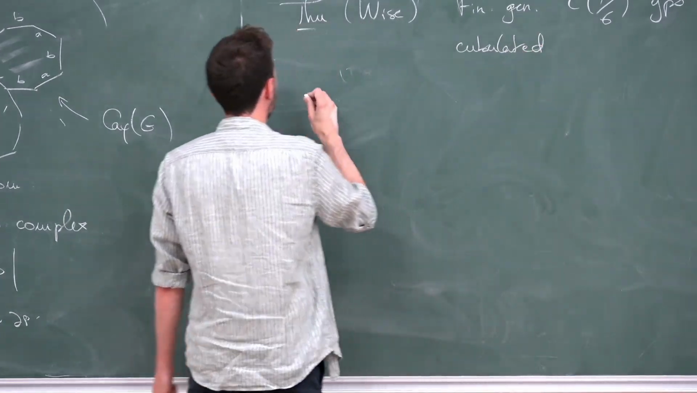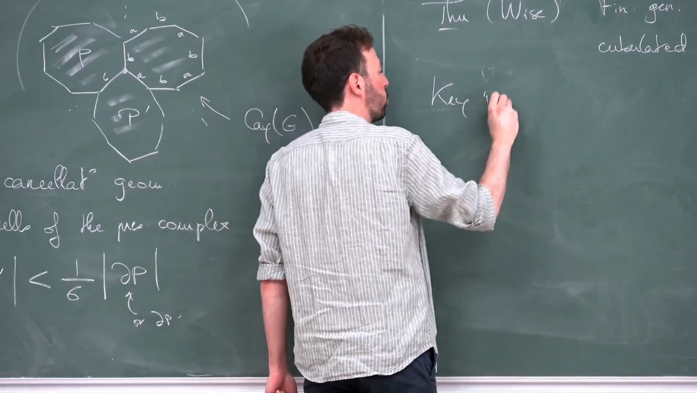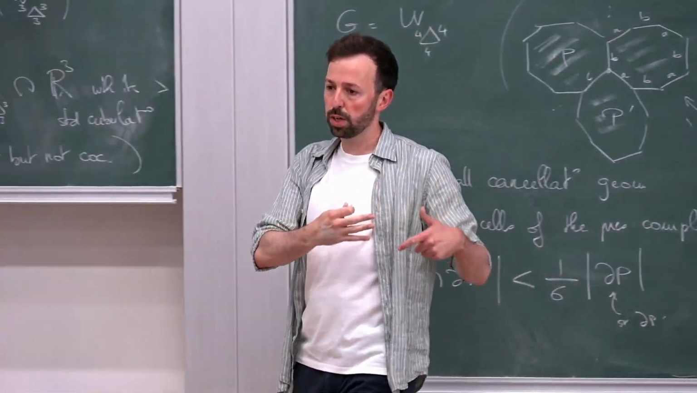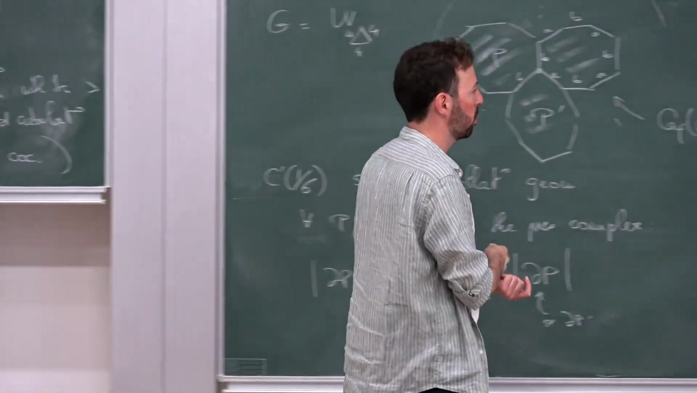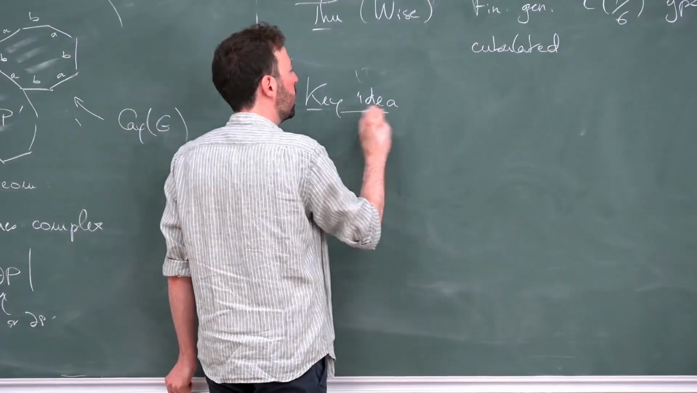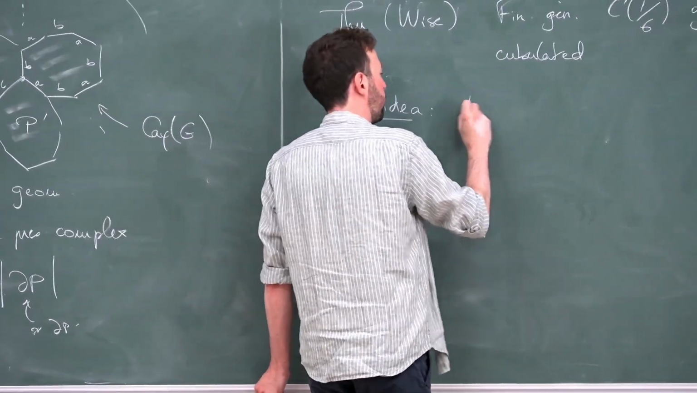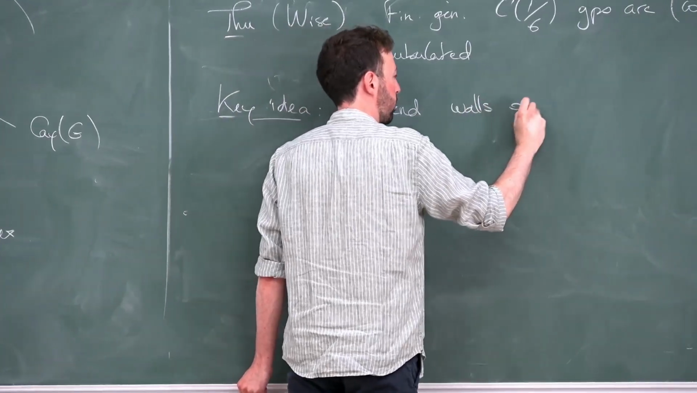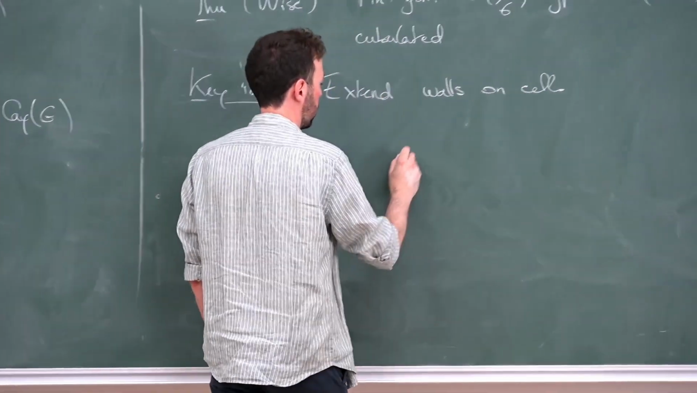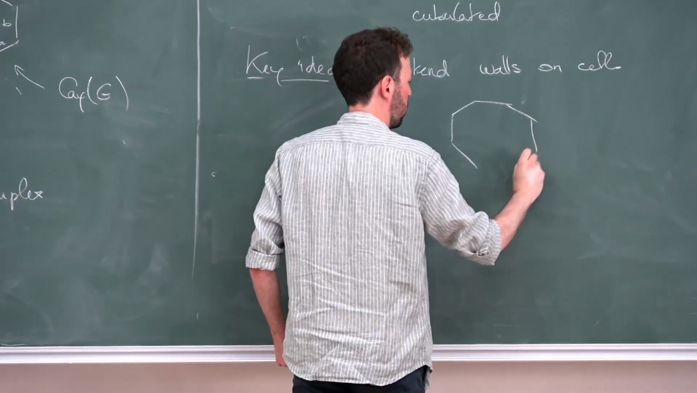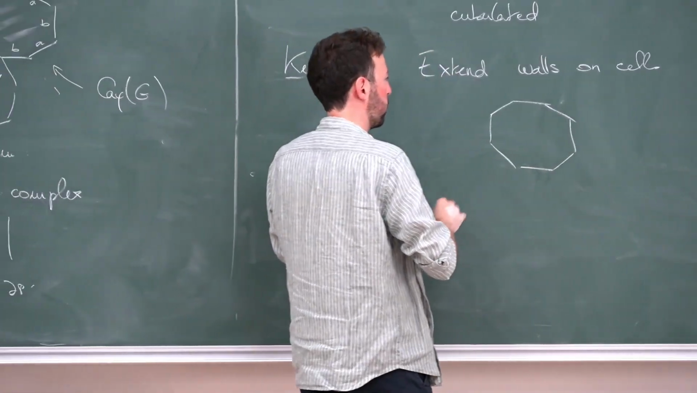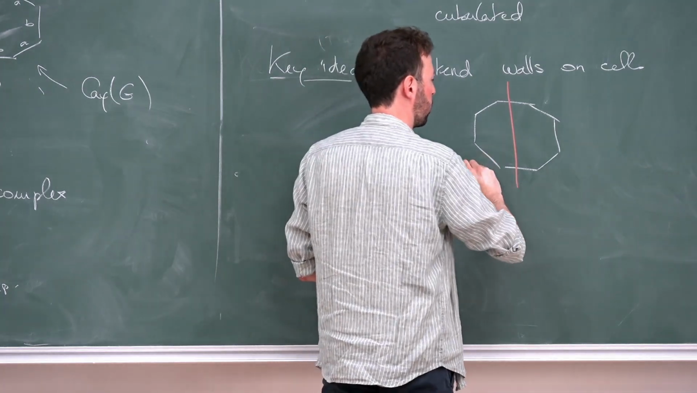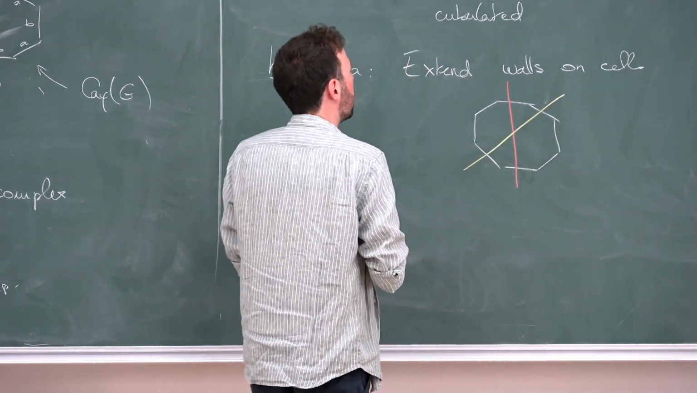And how did he do that? The key idea was to construct a wall space structure and then understand enough of the action to prove that the action on the dual is proper and co-compact. The key idea is to extend walls on the cells. Here my cell is one octagon, so I can, for instance, take as a wall the diameter, and I've got many ways of doing this, for instance this or this, etc.